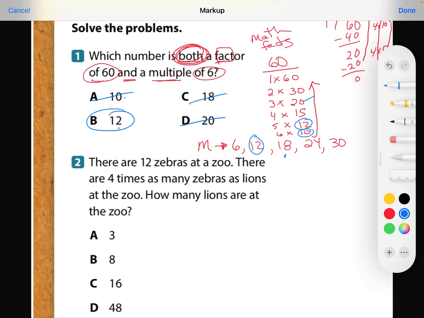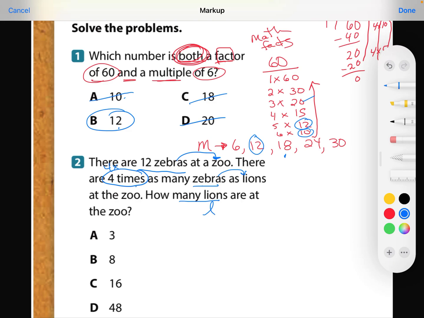There are 12 zebras at a zoo. There are 4 times, I'm going to put my 4 times by that, as many zebras as lions. How many lions are at the zoo? How many lions? So we don't know how many lions. Okay. We know there's 4 times as many zebras.